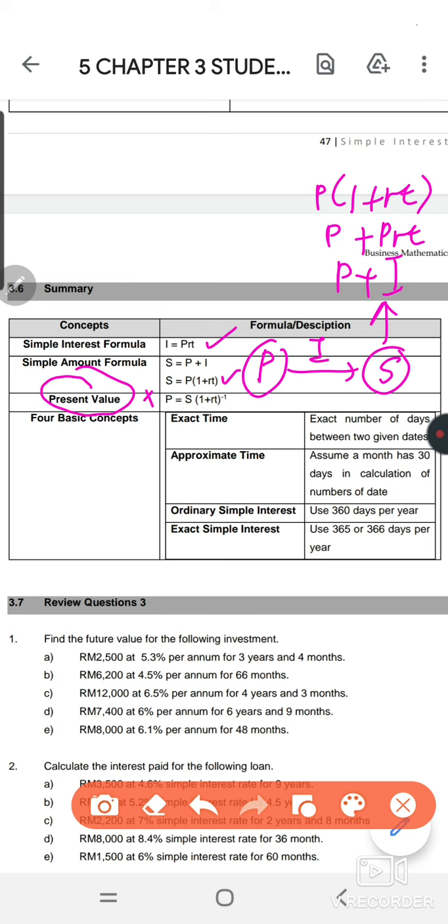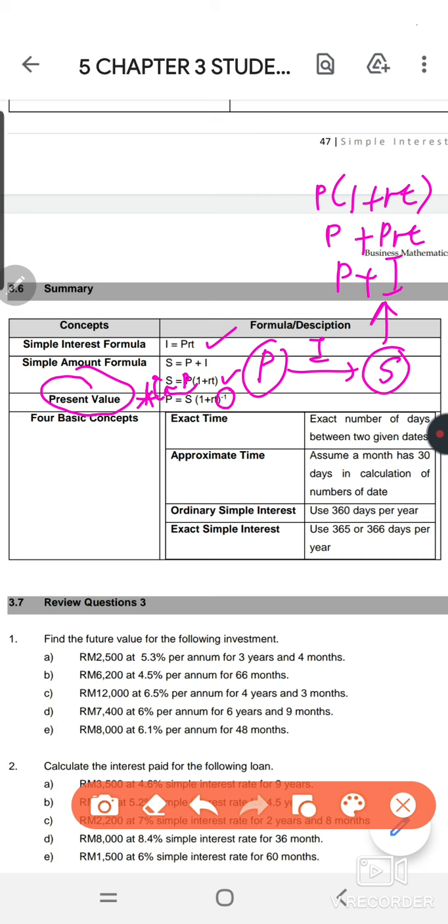Okay, then present value. Sebenarnya yang ni awak tak perlu hafal pun tak apa, sebab awak just tukar daripada formula yang atas ni. Okay, so to get P, maknanya nak dapatkan P, pindah 1 tambah RT ke sebelah kiri. So dia akan jadi S over 1 plus RT ataupun S(1 + RT) negative 1. So yang je awak perlu tahu untuk formula simple interest and simple amount.